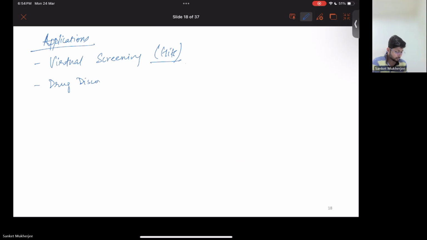Okay. If we look at some applications, then for virtual screening, without performing experiments, you can screen for multiple drugs. So you can get hits based on that, because it has a scoring function. It can be used for drug discovery based on the same principle, and also for bioremediation. Bioremediation is how certain enzymes can degrade pollutants. You can screen that as well. So with that, I think we are done with the recap part. We will quickly move to the questions.